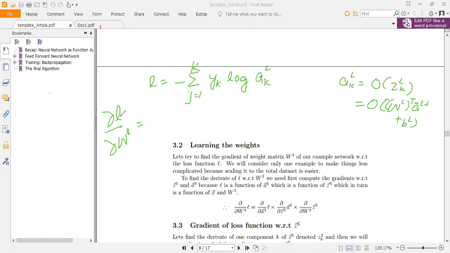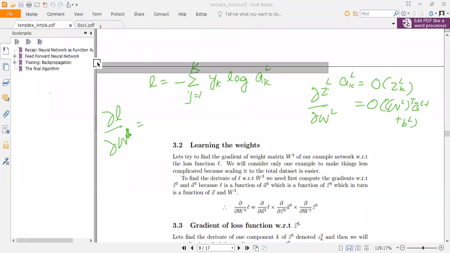So to find this dou L by dou WL, we need to first find the dou L by dou ZL. Fine. And once we find this, then we can find dou ZL by dou WL, and then substitute these two values and find the result.